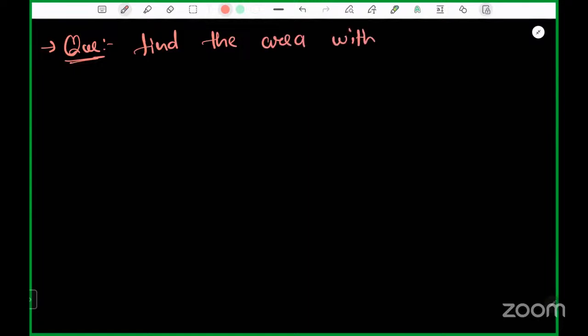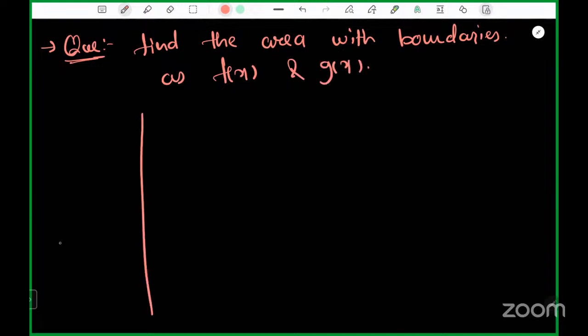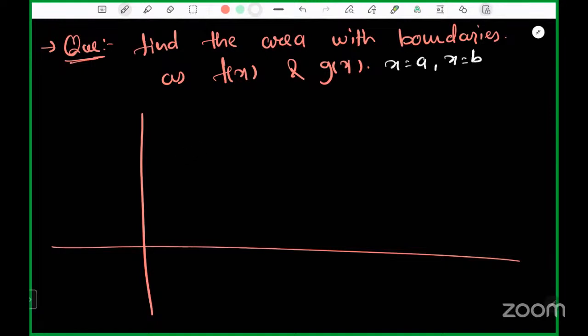But what happens if we have more than one curve? If the question asks to find the area with the boundaries as f of x and g of x, they will give you two functions and ask you to find the area enclosed by these boundaries. Suppose also x equals a and x equals b. So here you have four boundaries: f of x, g of x, x equals a, and x equals b. Assume that the figure looks like this.